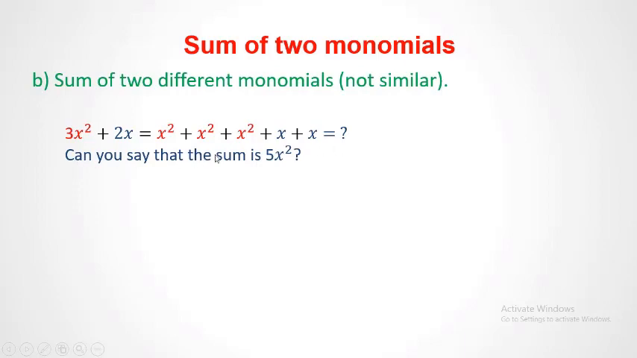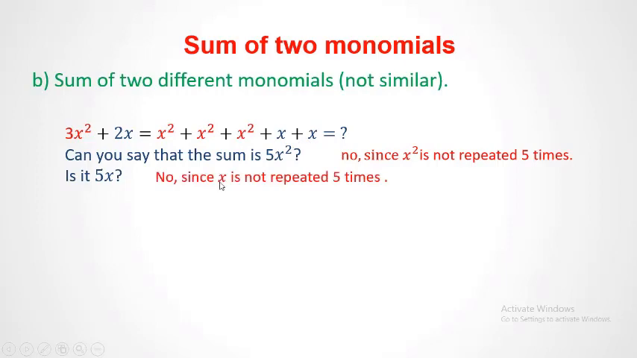Can you say that the sum is 5x squared? Do we have here 5x squared? No, since x squared is not repeated 5 times. Is it 5x? Do we have here 5x? No, since x is not repeated 5 times.